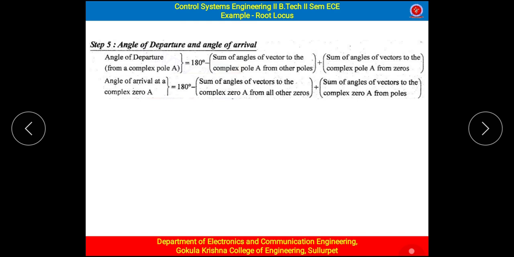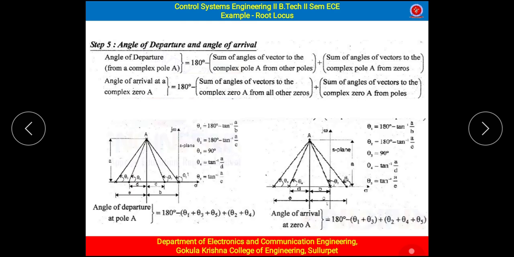Similarly, we have another expression for angle of arrival. Let's see how we calculate. This is the S plane, and this is the negative side of the S plane. Let's take this as a pole. You observe this is a pole, this is a zero, and this is a zero, and this is a pole. Actually, I have taken only part of the figure. We have one more pole here, which is a complex conjugate.